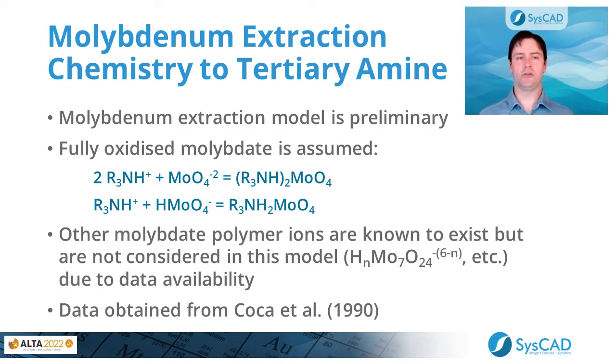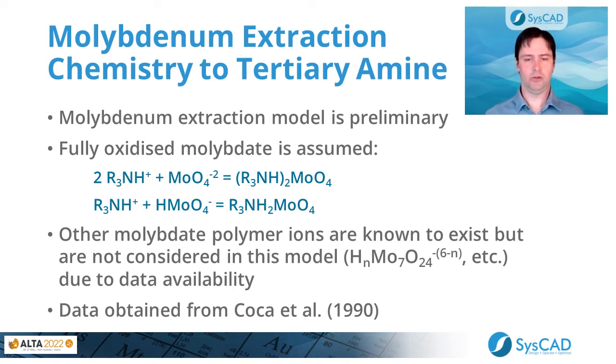Now, if we look at molybdate extraction, because molybdate is an anion, it again requires an acidified amine to be able to extract to it. So in this case, some of the acidified amine then, in competition with the uranium, is used to extract molybdate, and you form similar molybdate salts. Now, one thing to note is that other polymer ions are known to exist, but due to the availability of data, they're not included in this model.